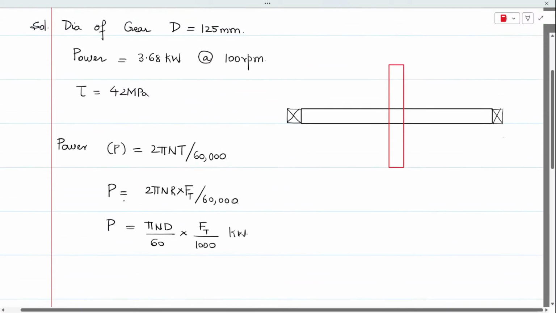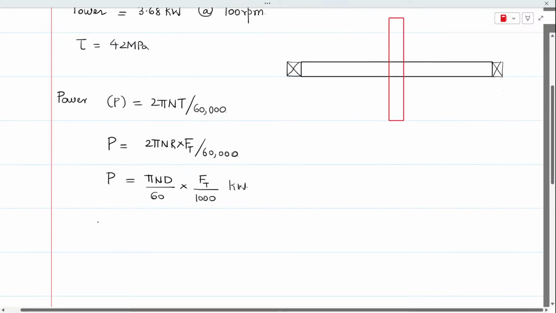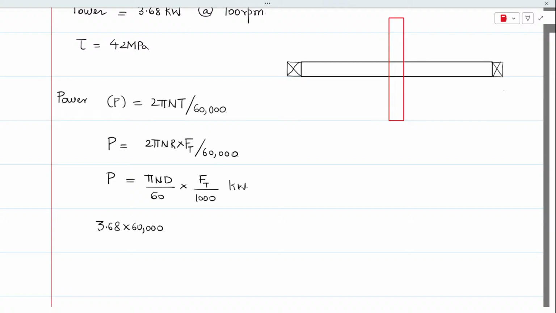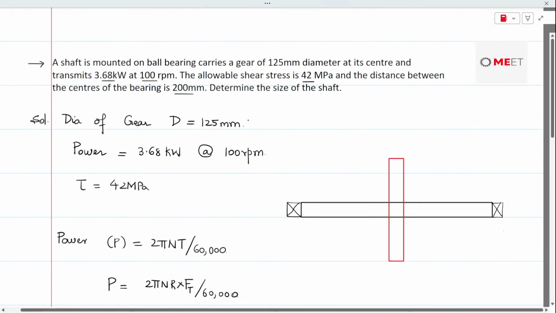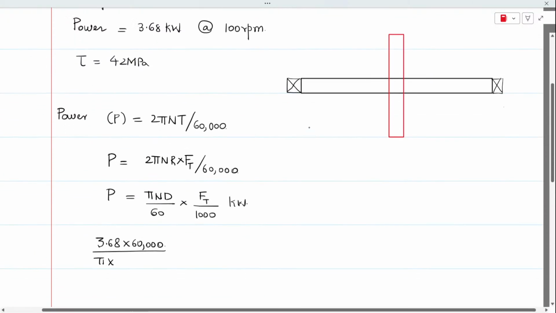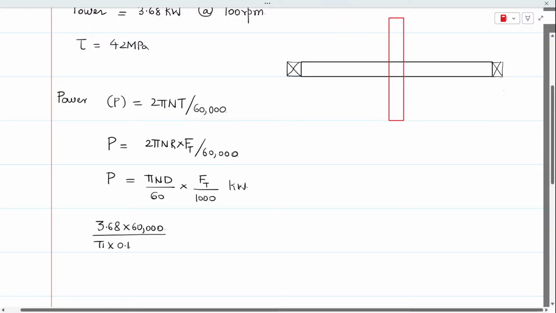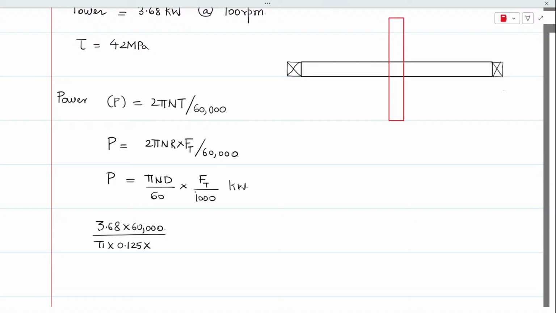Now power is given as 3.68 kilowatts. So that is equal to 3.68 into 60,000 divided by pi into diameter. Diameter has to be in meters. This could be expressed as 0.25 meters into speed n. This is equal to Ft, that is tangential force.